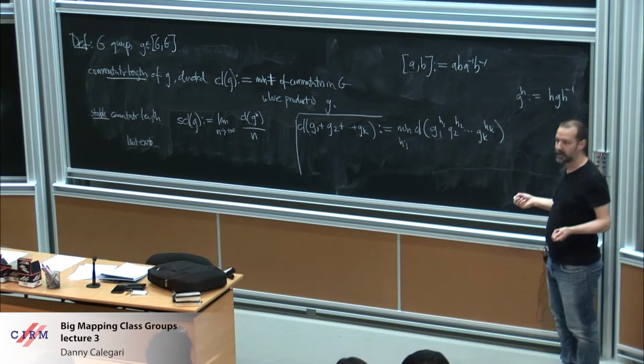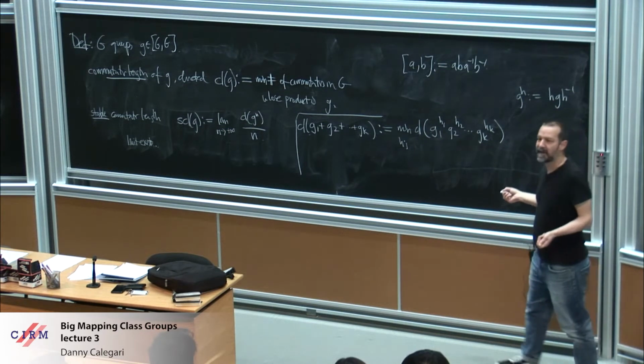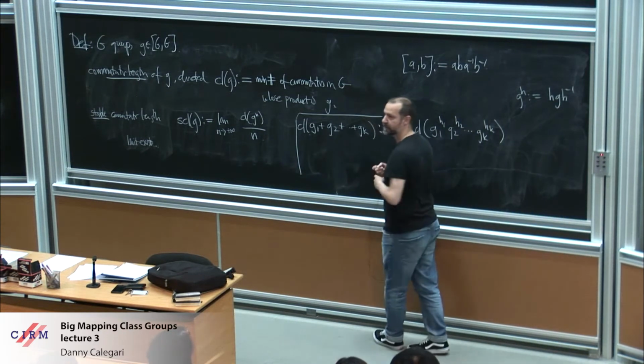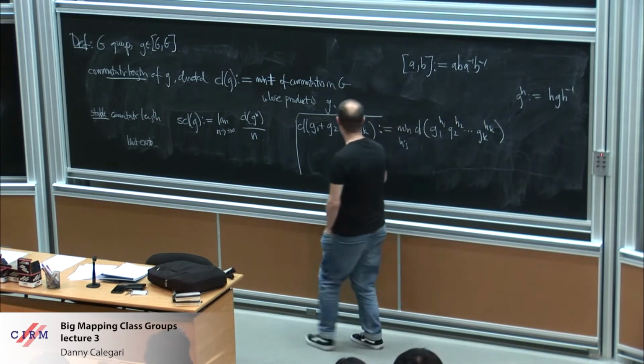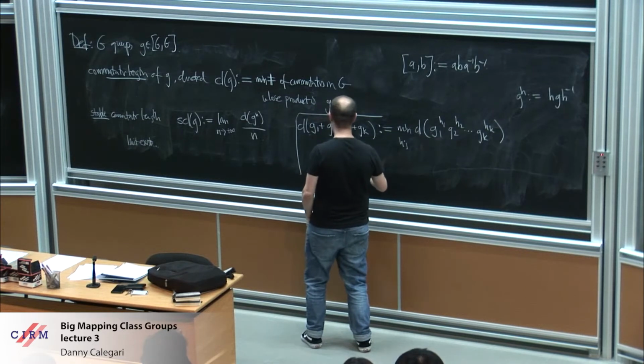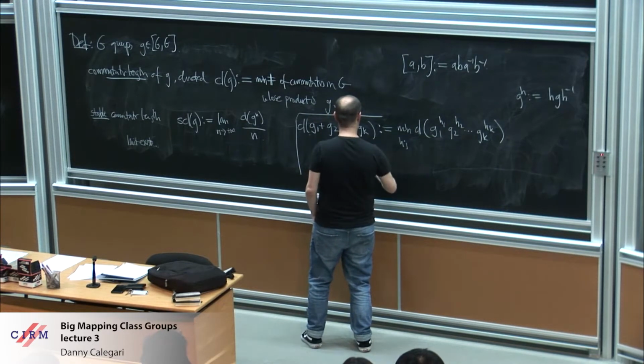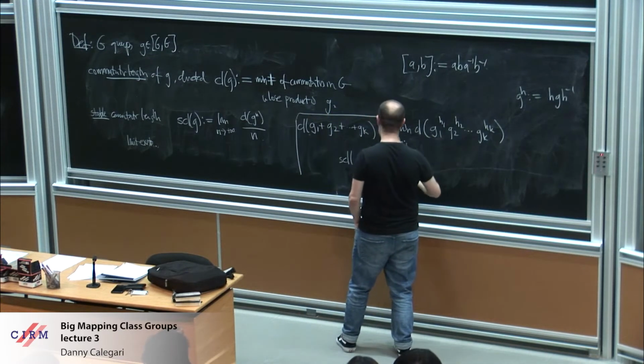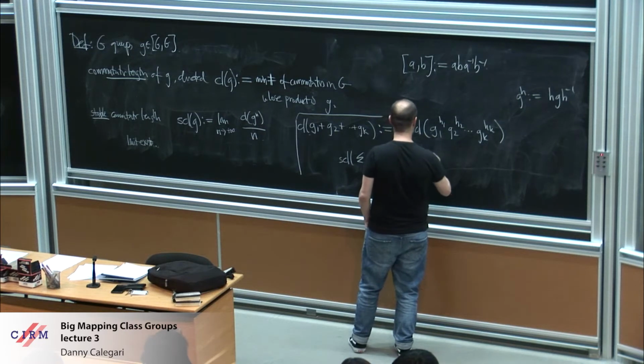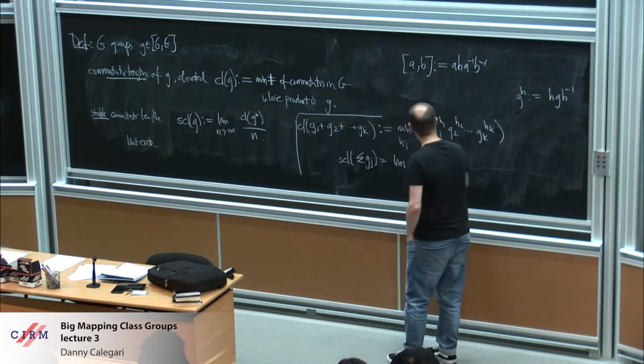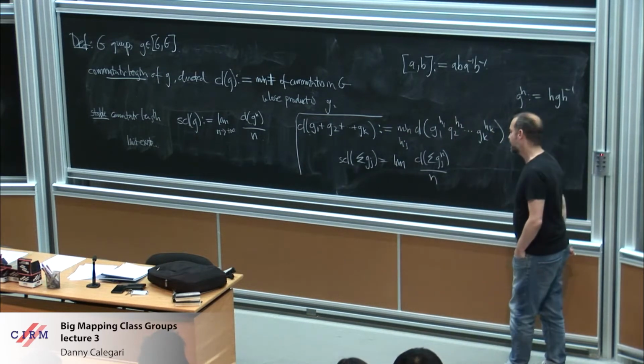For each of them, I compute the commutator length, and I look at the minimum, and that's, by definition, the commutator length of a formal sum. And then the stable commutator length of this formal sum is, again, the limit of the commutator length of the nth powers divided by n.